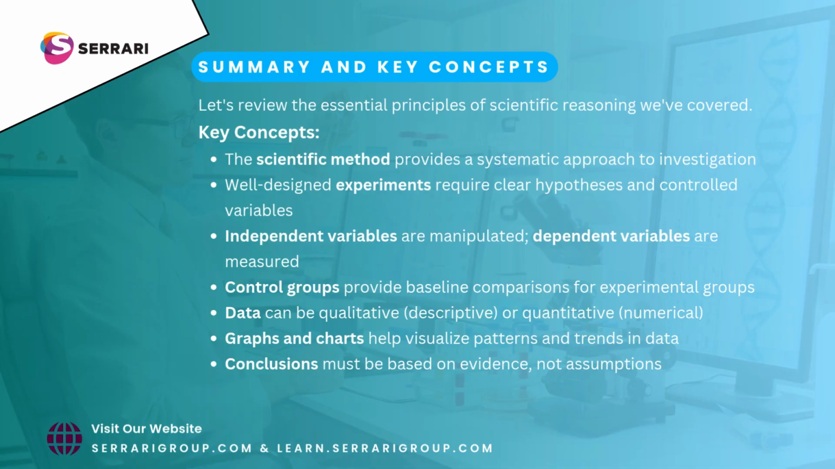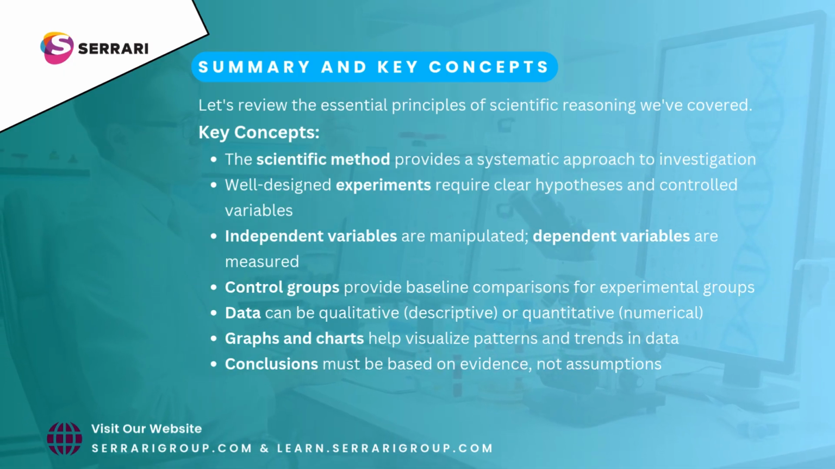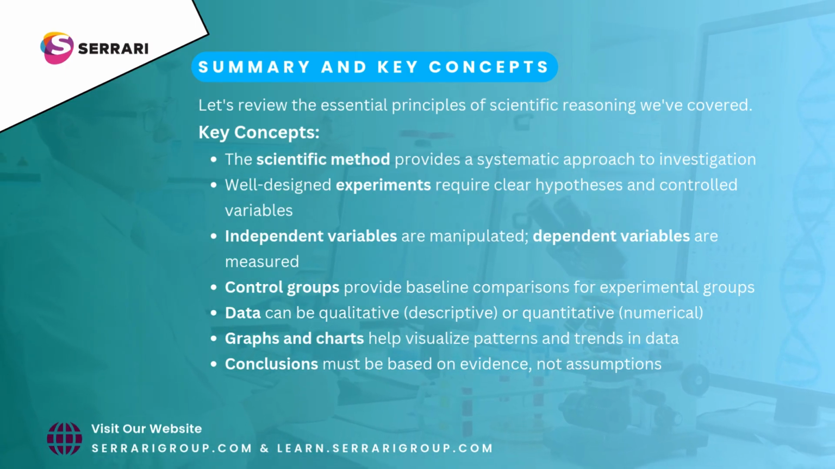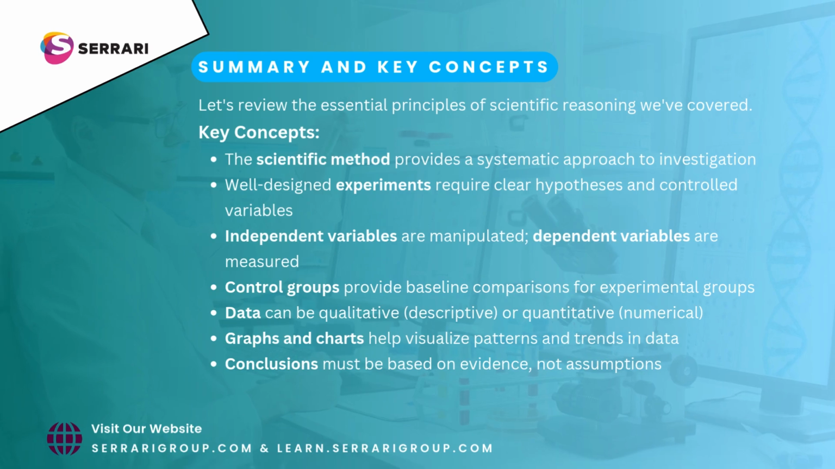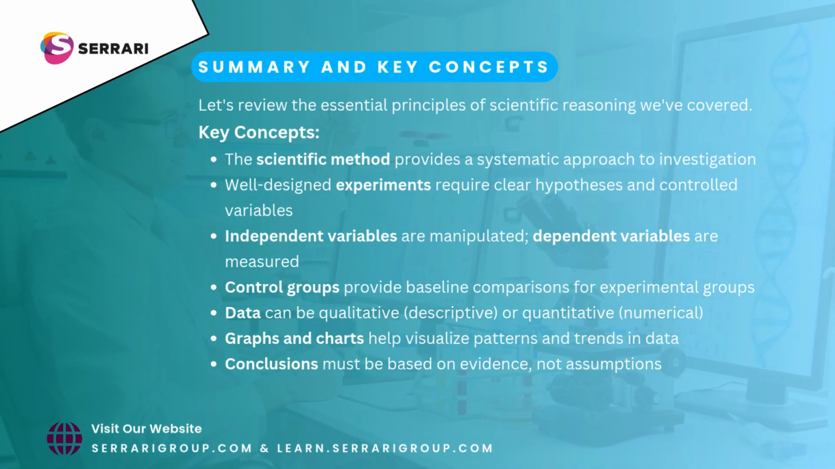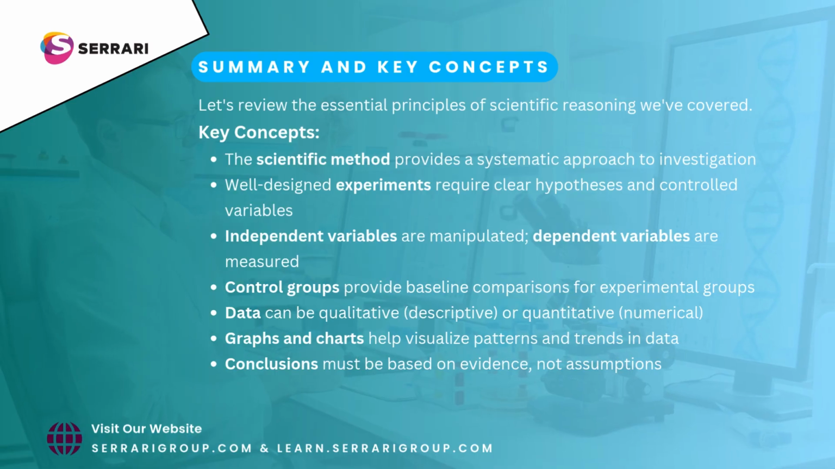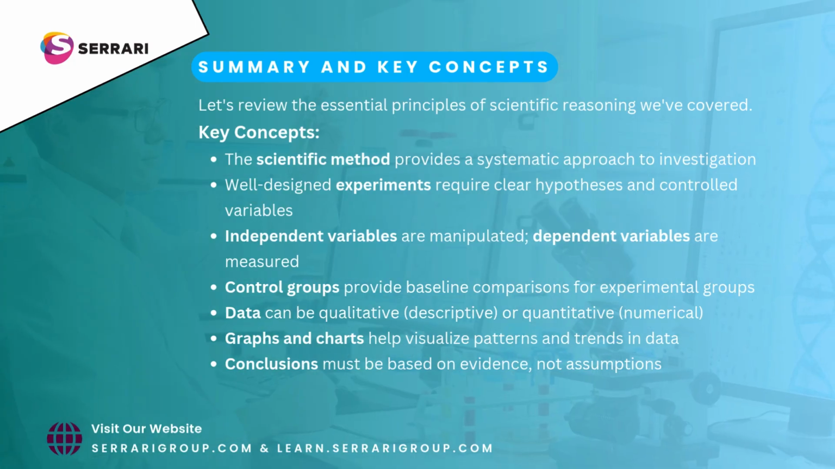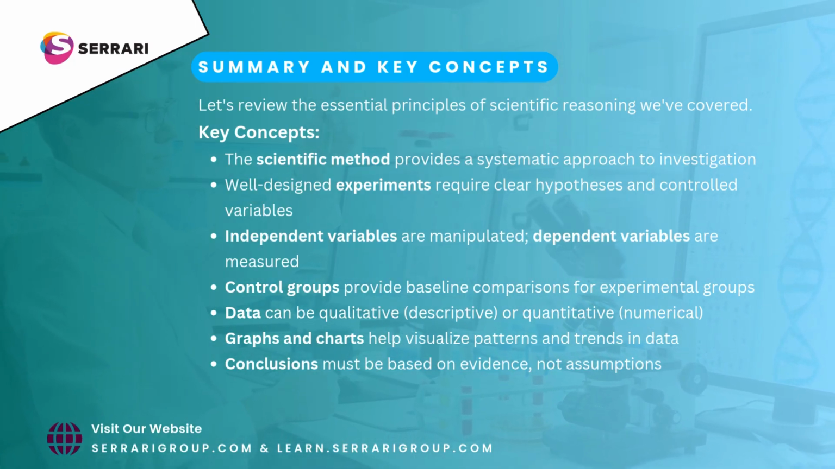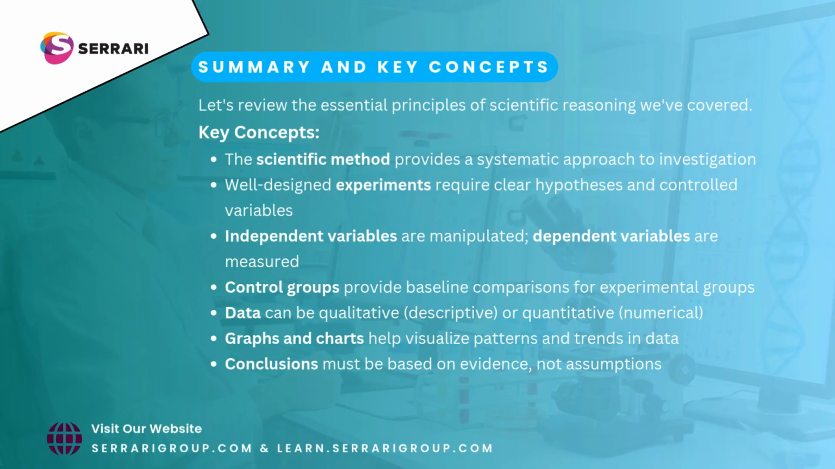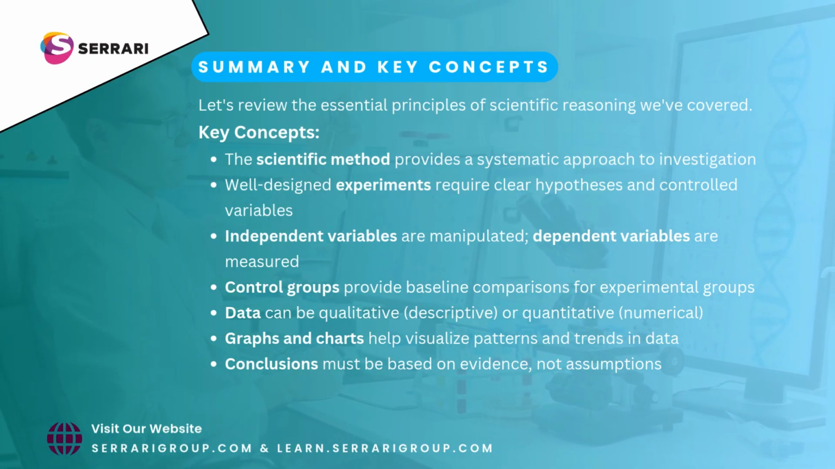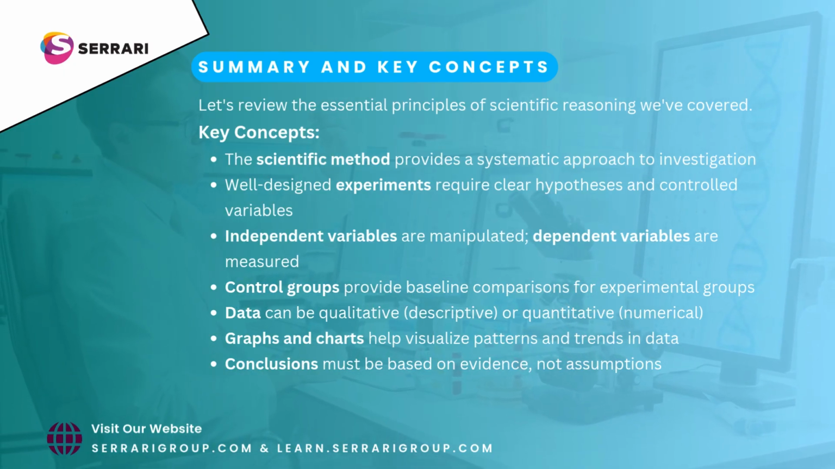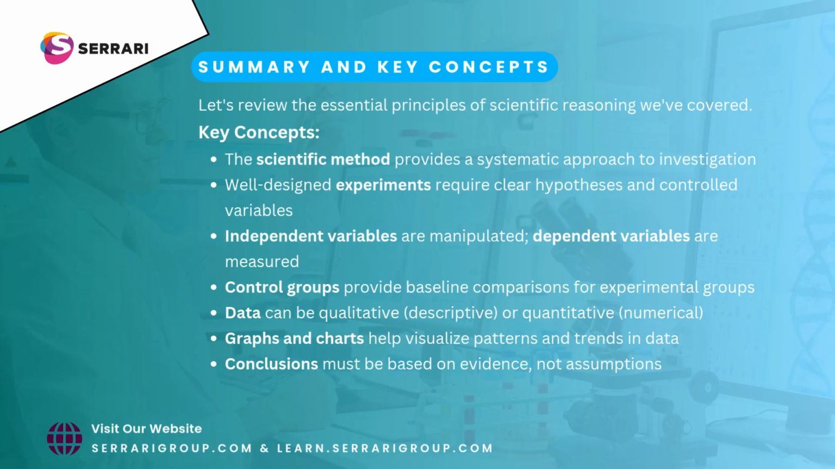Key concepts. The scientific method provides a systematic approach to investigation. Well-designed experiments require clear hypotheses and controlled variables. Independent variables are manipulated, dependent variables are measured. Control groups provide baseline comparisons for experimental groups. Data can be qualitative, descriptive, or quantitative, numerical. Graphs and charts help visualize patterns and trends in data.